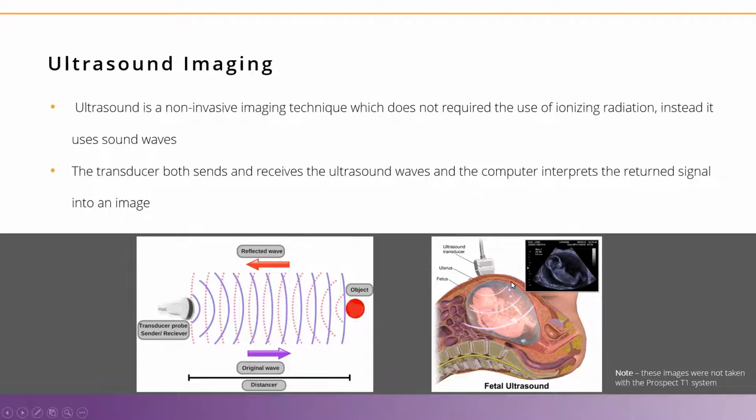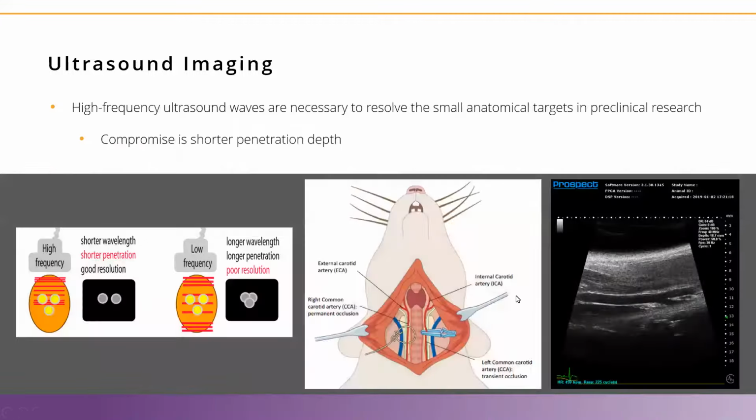The same applies to the preclinical world. The hair is removed from the animal, the probe is placed on the skin in contact with the ultrasound gel to allow the sound waves to be transmitted, and we get an image of the anatomy below. So when we talk about small animal imaging or preclinical imaging for small animals, we often are talking about high-frequency ultrasound. And why is that important?